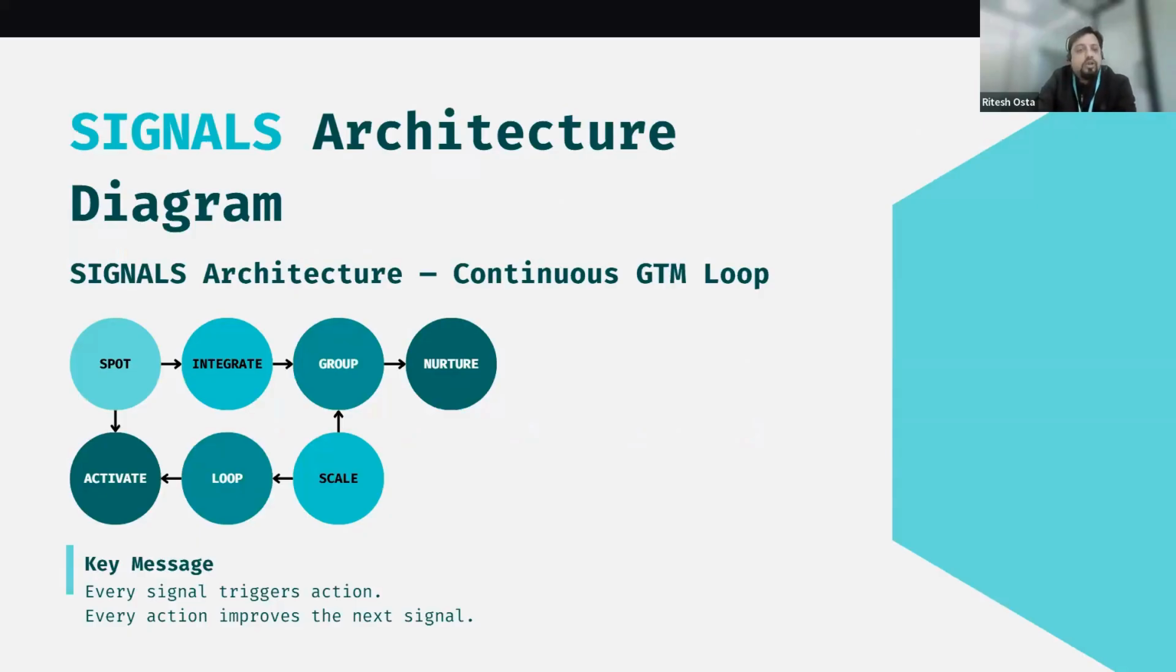So signals architecture, or what we call the signals playbook, is the 7-step process that we follow in order to create a continuous GTM loop and a system for GTM, right? So the first step is spot, right? As a first step, we try to identify use cases of how we can spot. There are different sources. For example, if somebody visits your website, we need to spot that. If somebody posts a job, we need to spot that. If somebody visits your G2 profile, that's a signal.